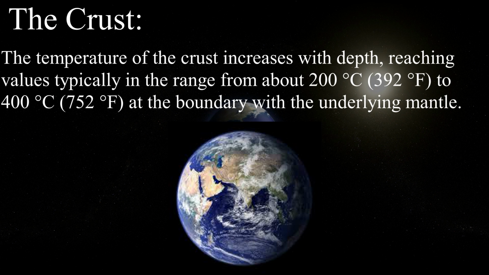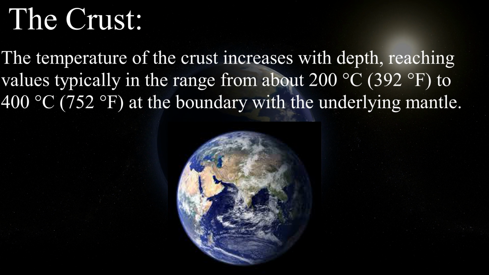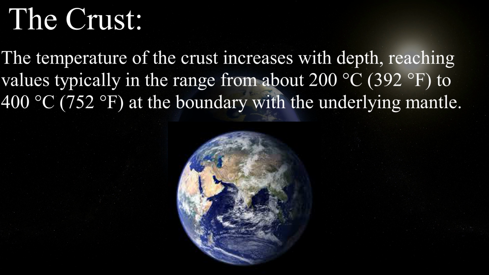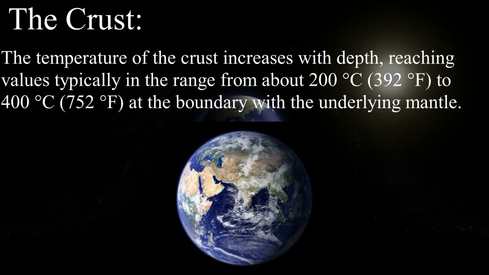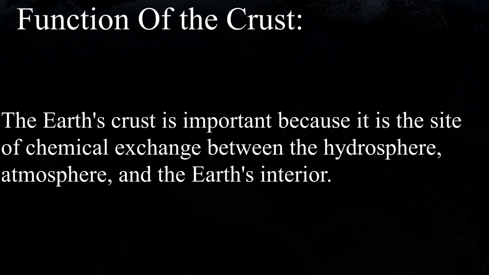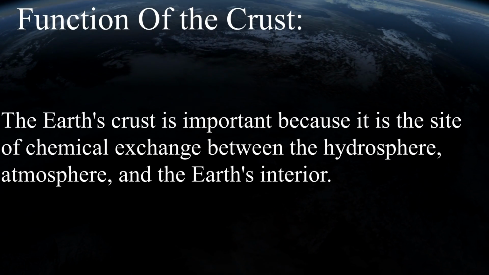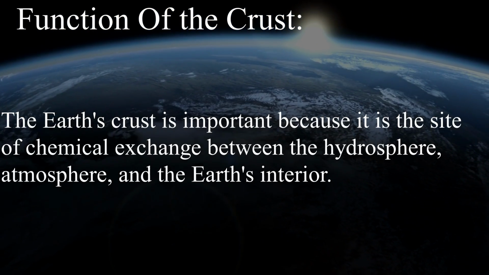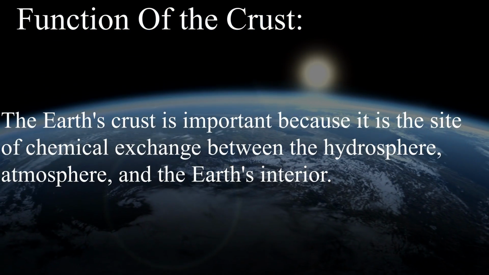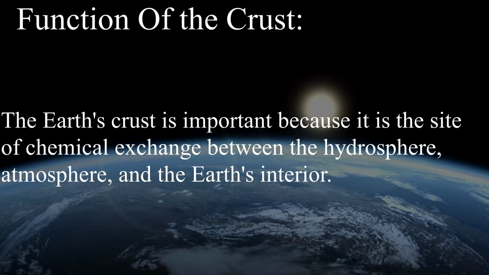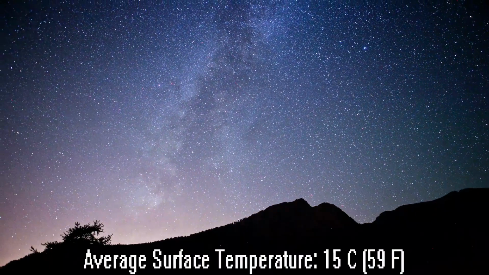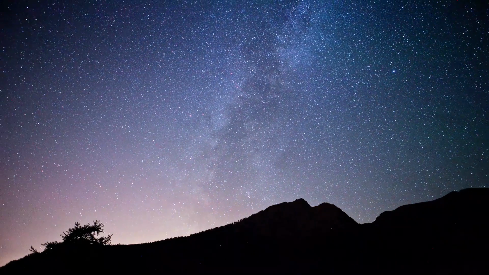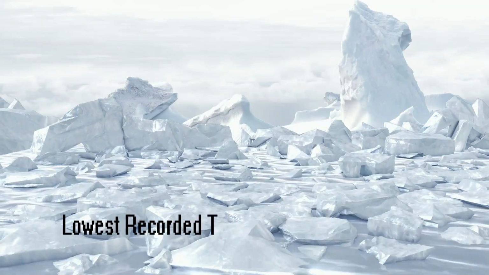The temperature of the crust increases with depth, reaching values typically in the range from about 200 degrees Celsius to 400 degrees Celsius at the boundary with the underlying mantle. The Earth's crust is important because it is the site of chemical exchange between the hydrosphere, atmosphere, and the Earth's interior.